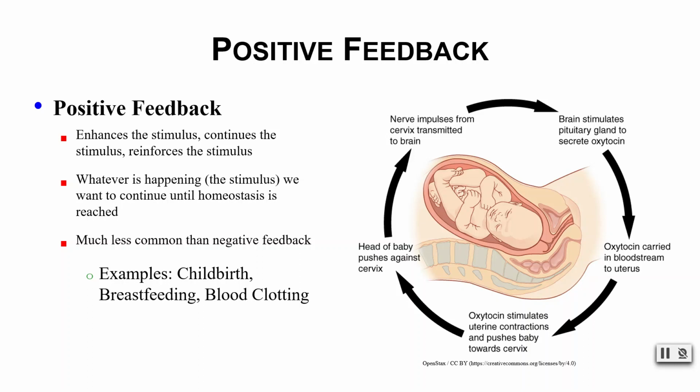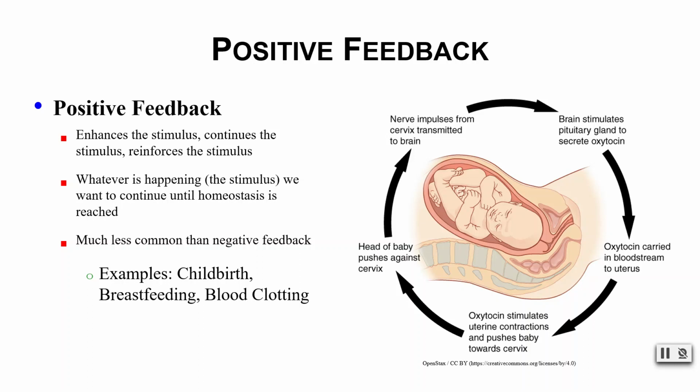So for childbirth, how does the whole process start? Well, the baby moves down and the head starts to push on the cervix. That's our stimulus. That's a little abnormal. We're going to send nerve impulses from the cervix. We're going to tell the brain, all right, brain, it's time to deliver the baby. So the brain stimulates your pituitary gland, which is part of your endocrine system. We're going to secrete oxytocin, which is a hormone. Oxytocin goes through the blood, makes its way to the uterus, and stimulates uterine contractions.